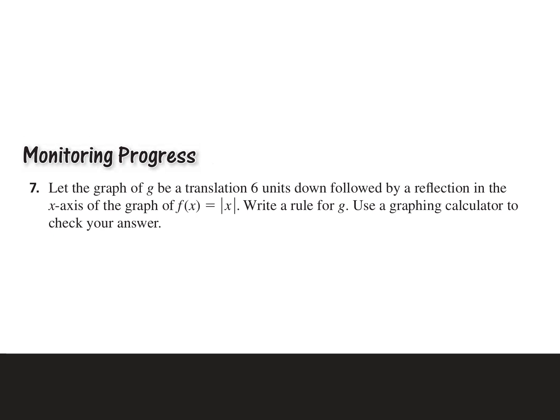So number 7 says let the graph of g be a translation 6 units down followed by a reflection in the x-axis of the graph f of x is equal to the absolute value of x. So this is our parent function. This is what we start with. We want to write a rule for g. So we want to apply the transformations in the order that it tells us. So if we have a translation 6 units down, how would we apply that? We subtract 6 inside or outside? Outside. So outside of our absolute value, we subtract 6.